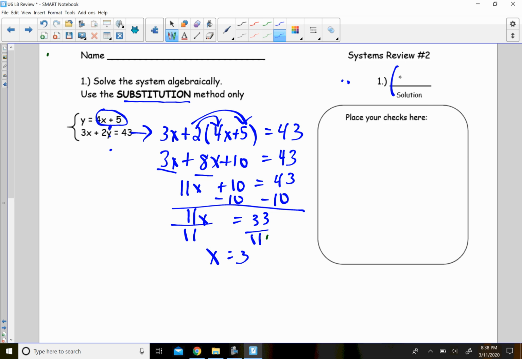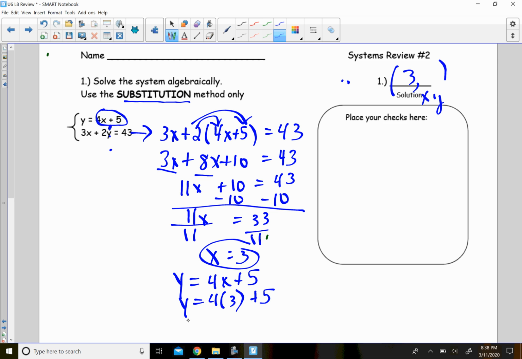So when we did graph these, 3 comma something, because every solution is an x and a y, now that I know x is worth 3, I can go back, pick one of the original equations. This guy's probably the easier one. So y is worth 4 times 3, because x isn't a mystery, it's worth 3. 4 times 3 plus 5, so 12 plus 5 more. Y is worth 17. So 3 comma 17 is where those two lines would meet if we graphed them.